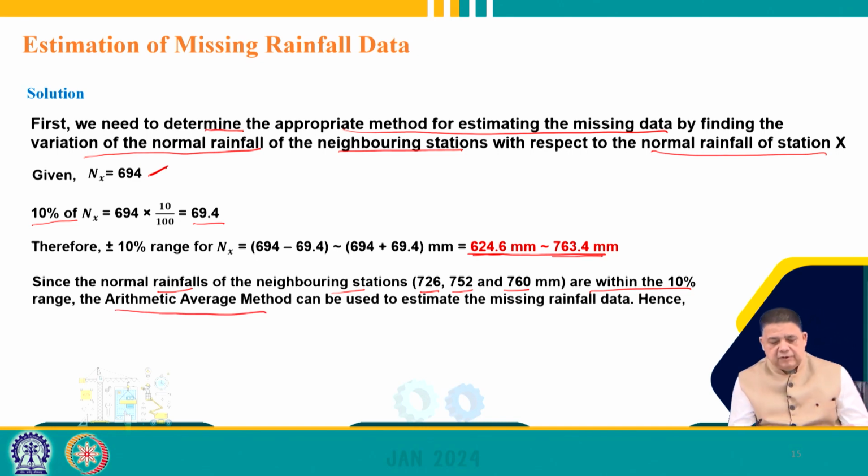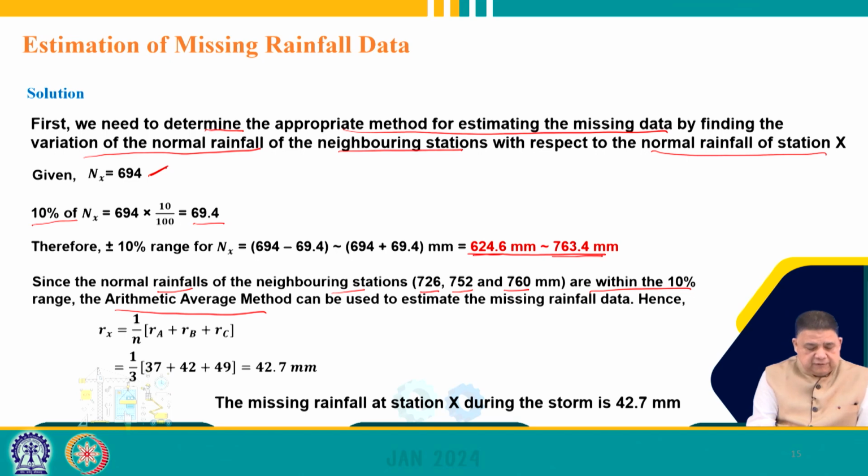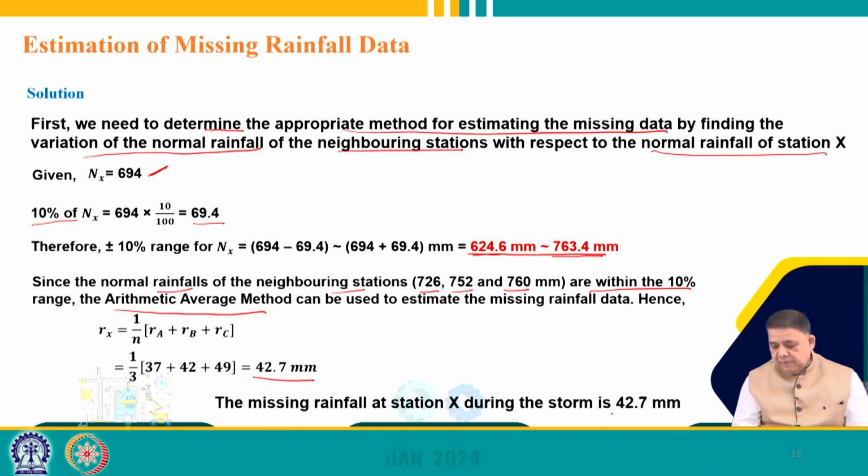And in this case, as we saw, equal weights are assigned. So, it is pretty simple. The average rainfall will be the sum of the rainfalls at neighboring stations divided by the number of stations. So, it is 37 plus 42 plus 49 divided by 3, or 42.7 millimeters. So, the missing rainfall at station X during the storm is 42.7 millimeters. So, that 42.7 millimeter will be put in the record collected for station X, and then the further analysis will be done.